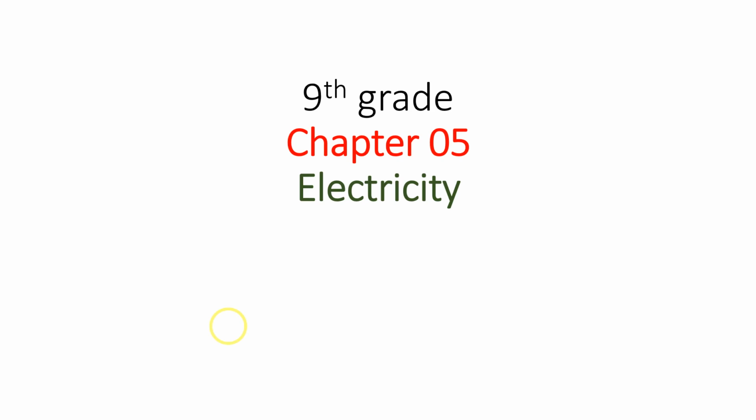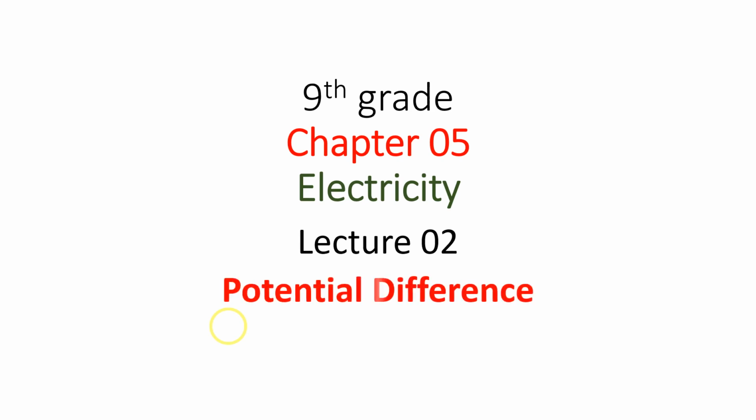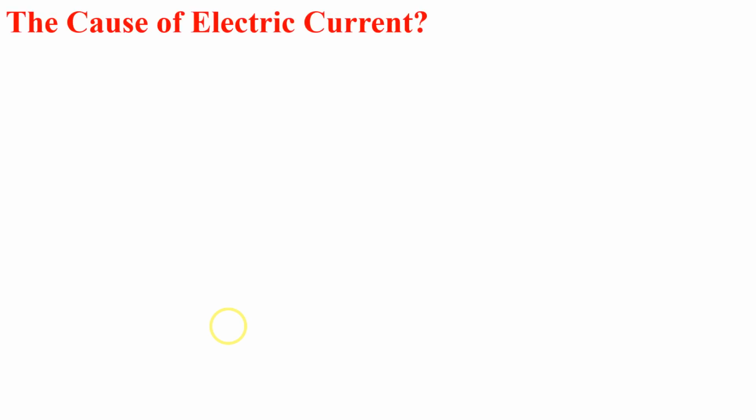So today we are going to start the second lecture of chapter 5, electricity, grade 9, which is related to the potential difference. So what is potential difference? It is very important in electricity, and let's begin our lesson. So basically, let's begin with what causes the electric current.